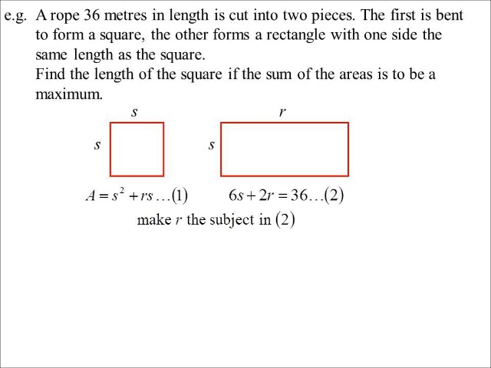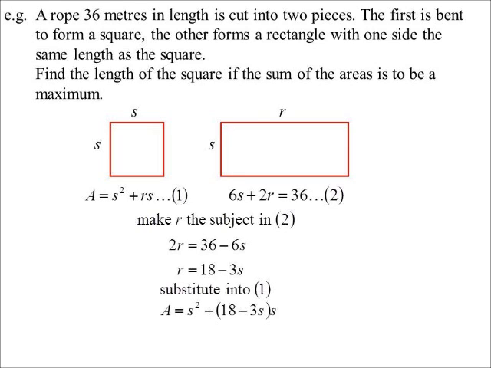So I'm going to make r the subject. r is 18 minus 3s. Substitute it into A, and we end up with our area formula. Now, in this case, it did turn out to be a quadratic, so we actually have a choice here. I could use my quadratic theory and just find the vertex. But for the sake of our example, because we're talking about calculus, let's do it that way.